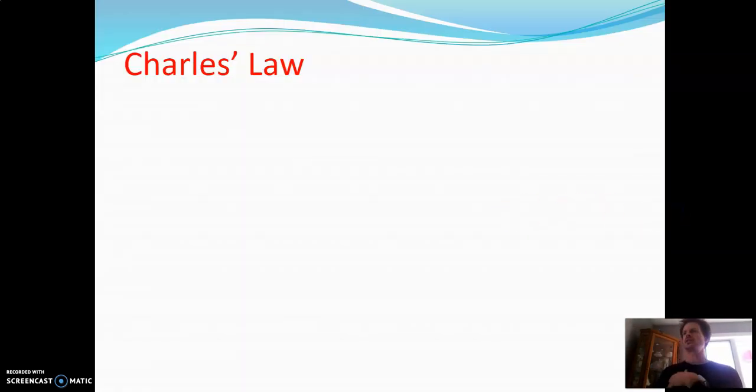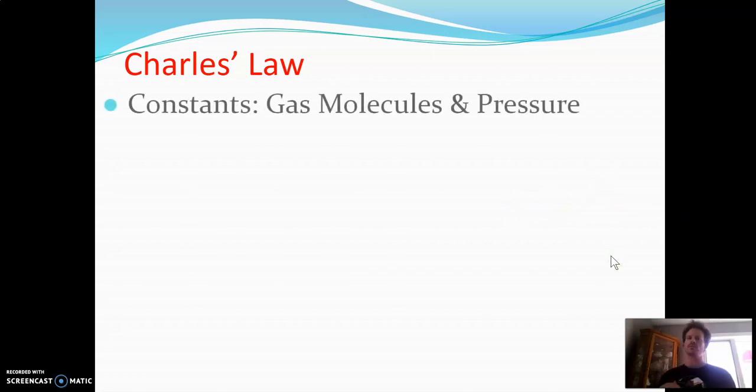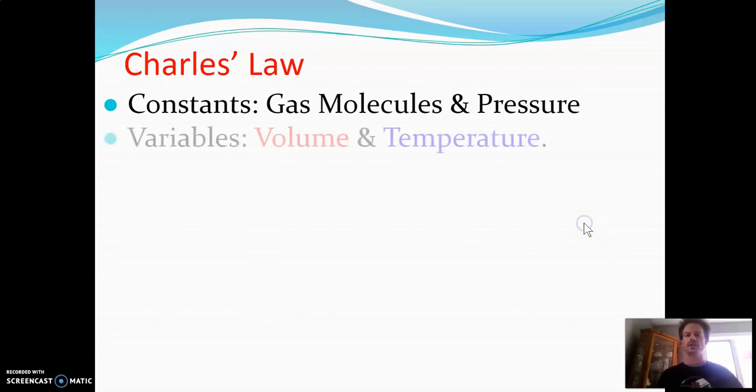So the next one is Charles' Law. Okay, so Charles' Law, again, same thing. We're going to keep, in this case, gas molecules again. So we're going to have a balloon, then we're going to tie it off. But the pressure is going to also remain constant. So that means volume and temperature are going to change.